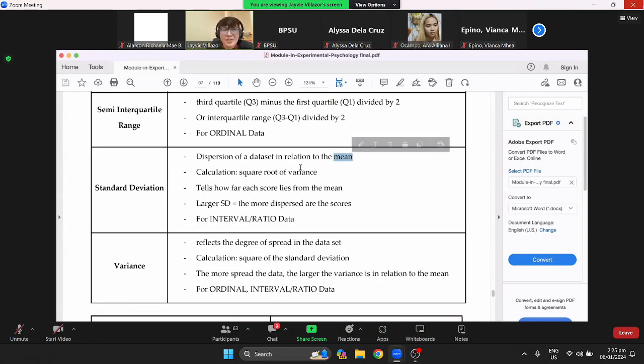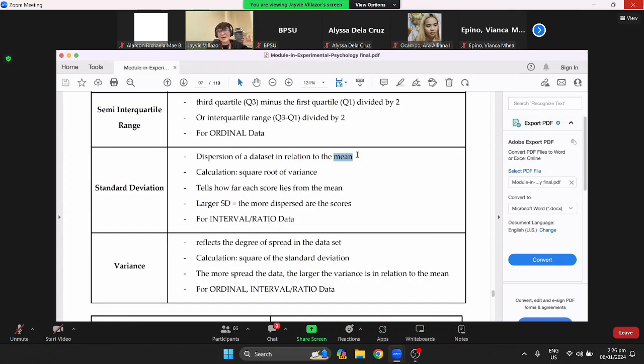So again, it is something to do with the dispersion of a data set in relation to the mean. Okay? So, kung ang average mo ay 10, kagaya ng example natin kanina, we need to know gaano ba ka-diverse yung scores na nakuha nila. Yes, 10 ang average. Okay, that's the average, that's the central tendency. But we need to know in relation to the mean, gaano ka-diverse yung score nila.